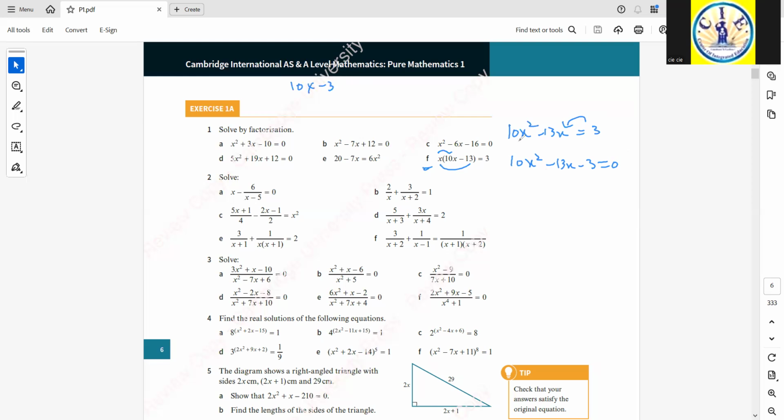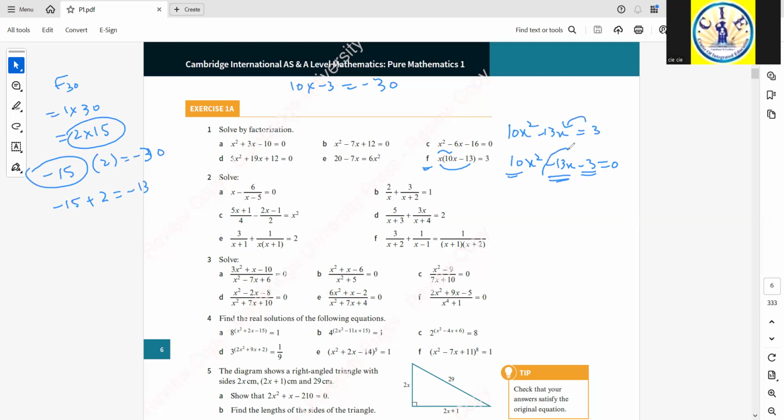10 times negative 3. This is 10 and this is the negative 3. This is negative 30. So factors of 30 are 1 and 30, 2 and 15. Okay, since I need to have negative 13, so the larger term should get negative sign with it, and times positive 2. That will give me negative 30 again, and negative 15 plus 2. That will give me negative 13 as the middle term. So yes, these are the required factors. So let's simplify now.